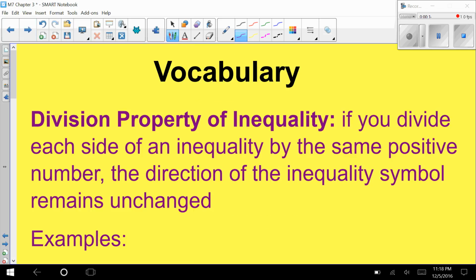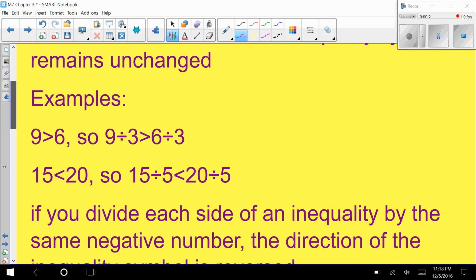The division property of inequalities says that if you divide each side of an inequality by the same positive number, the direction of the inequality symbol remains unchanged. So, our examples: 9 is greater than 6, so 9 divided by 3 is greater than 6 divided by 3. 15 is less than 20, so 15 divided by 5 is less than 20 divided by 5.